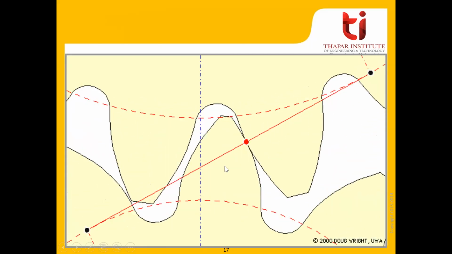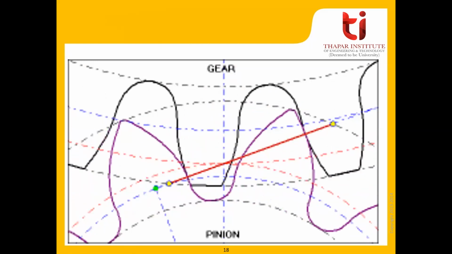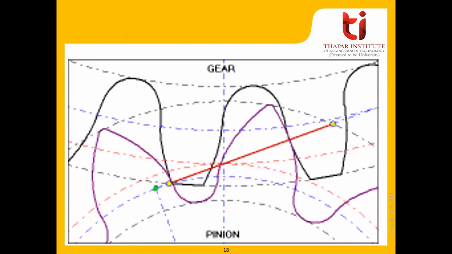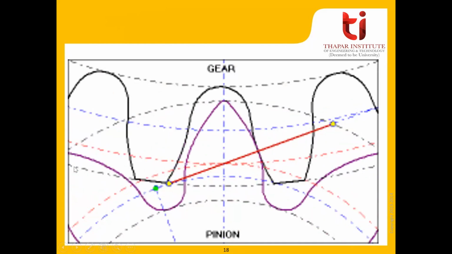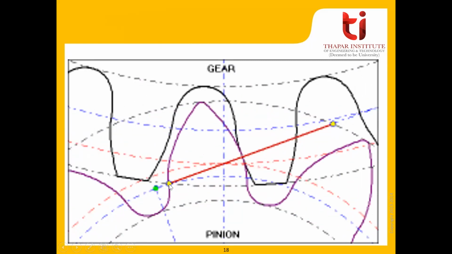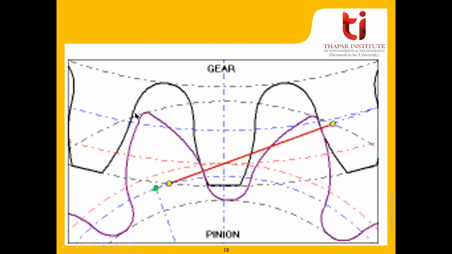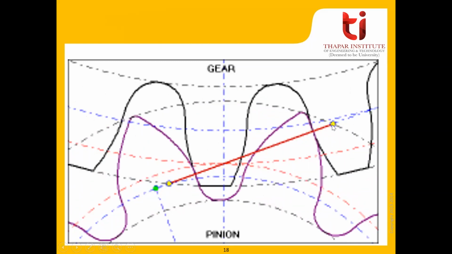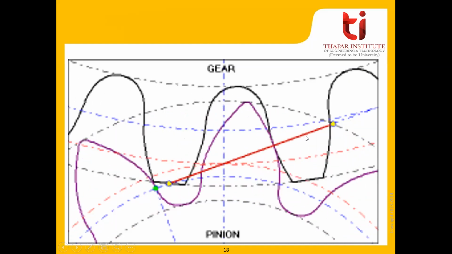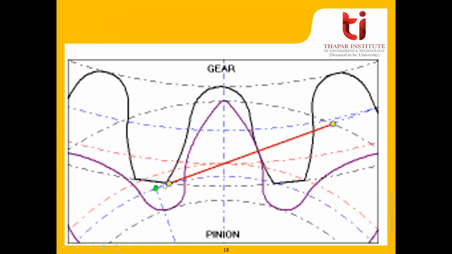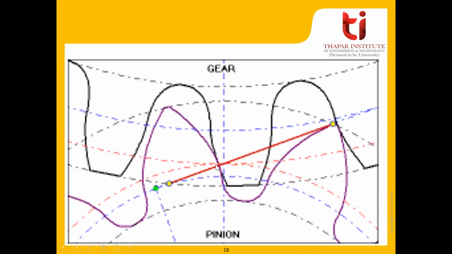Now, similarly, you can see this phenomena here also. So you can say the addendum circle of this gear, the upper one, will cut this line of action at this yellow point, and the addendum circle of this gear will intersect with the line of action at this yellow point. So you can say the contact will start from this point and end at this point. So this is the path of contact, and this line is known as line of action.